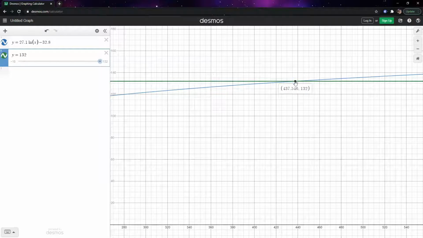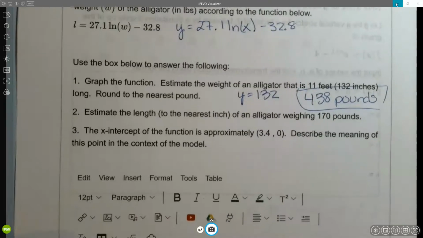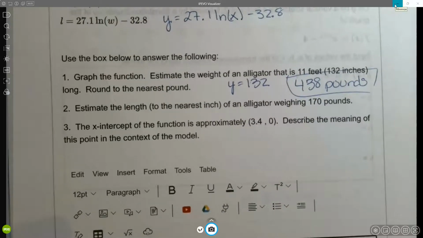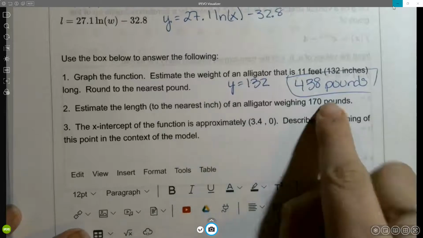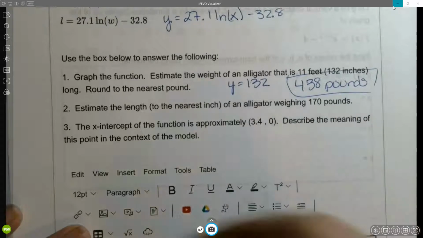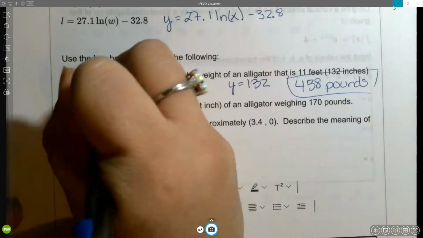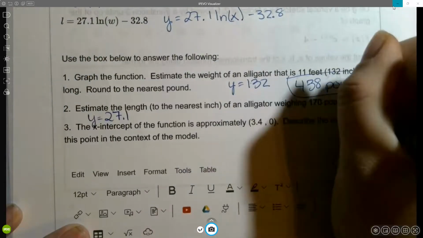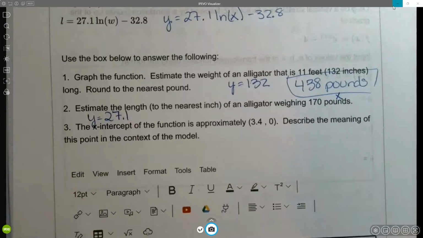So it wants me to round to the nearest pound. This is my x value. It is going to be approximately 438 pounds. Number 2 wants me to estimate the length of an alligator weighing 170 pounds. So for this one, I can plug 170 in for my x, because remember, pounds was the x value.